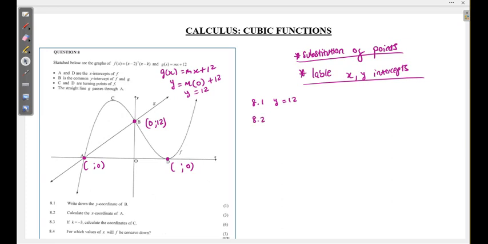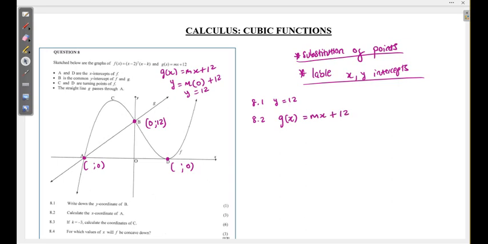Right. And then 8.2, calculate the x coordinate of A, right? Not the full coordinates, just the x coordinate of A. Now for A here, good people, we know the y value, but we don't know the x. So the question would be, how do we get the x coordinate, right? You ask yourself, the point A is on which graph? It's on the graph of f, it's also on the graph of g, right? However, it's important to use the one with most information. When you look at g(x), it's mx plus 12, right?